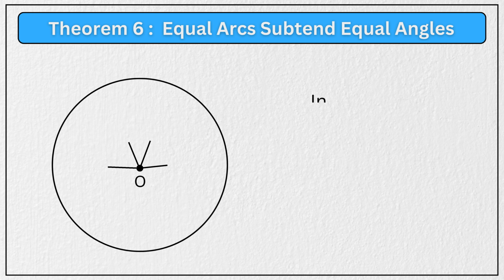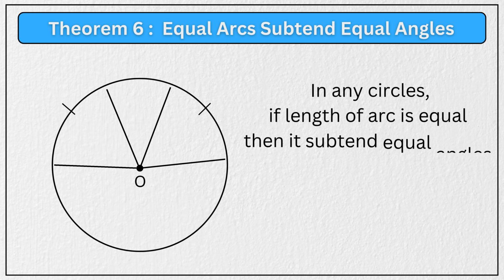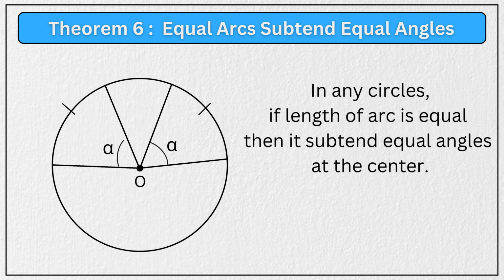6. Equal arcs subtend equal angles. This theorem states that in any circles, if the lengths of arcs are equal, then they subtend equal angles at the center. For example, if arc AB in one circle and arc CD in another equal-sized circle are the same length like this, then angle AOB is equal to angle COD.